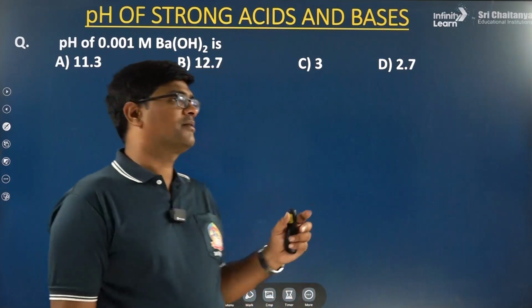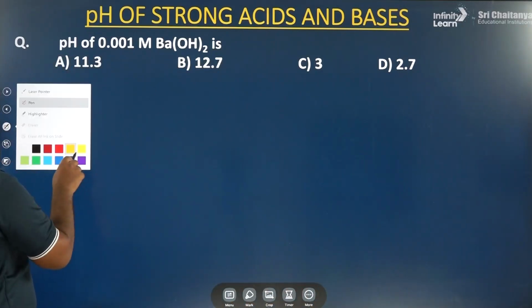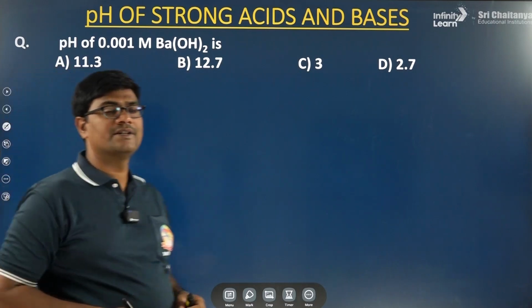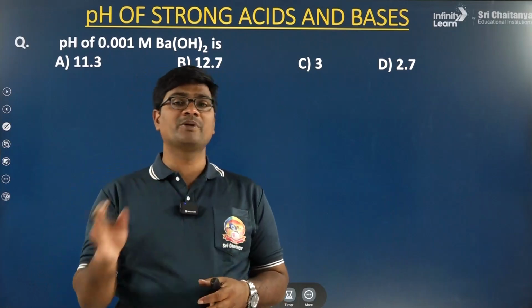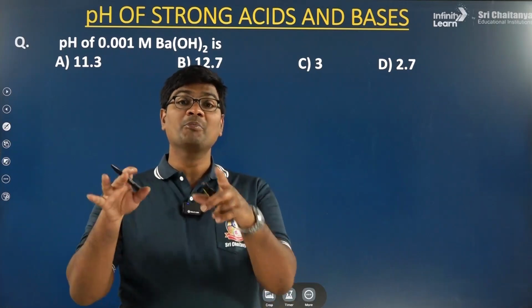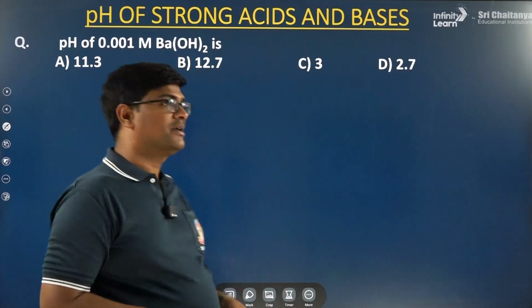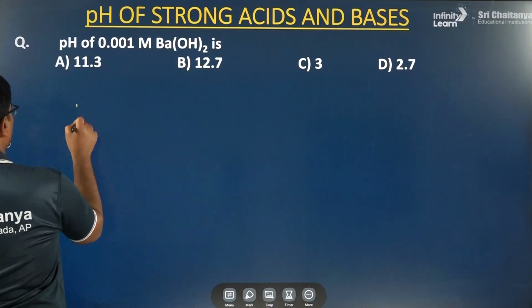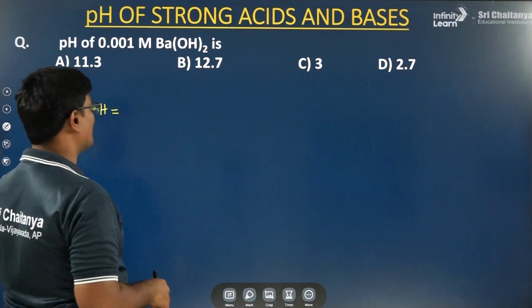First of all, look at the problem. The pH of 0.01 molar barium hydroxide. Is it an acid or a base? Barium hydroxide is a base. Obviously, for a base we need to calculate pOH. Students in a hurry mode calculate pH and directly go for the option. Therefore, be careful. We need to calculate pOH first. What is its pOH?